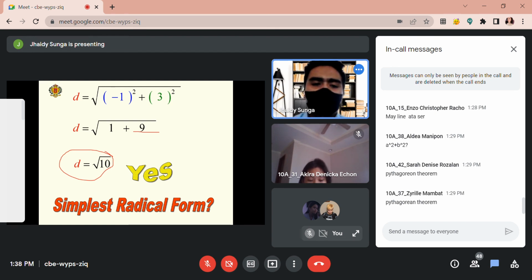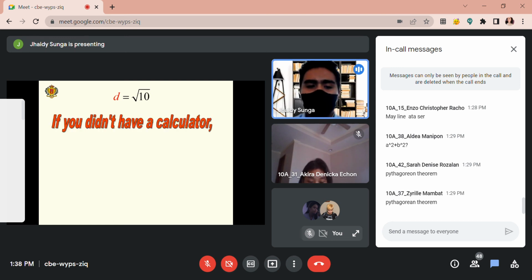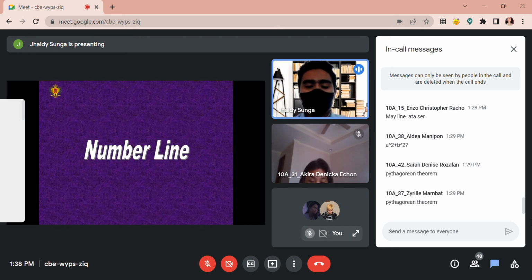But if you will be asked on what placement this distance would fall, because there are 2 points, the value would be the square root of 10. For this time, I will allow you to use the calculator, but when taking the exam, it would be better if you don't have the calculator. So we estimate the distance obtained through the distance formula.